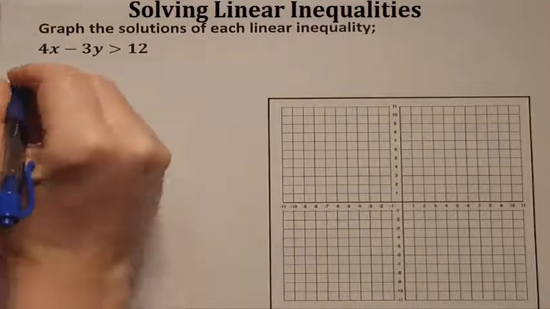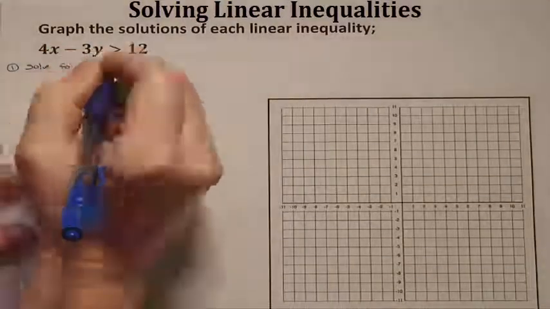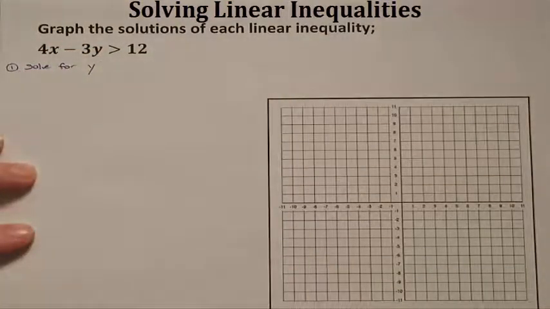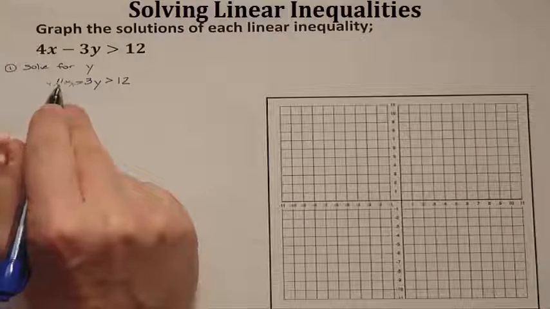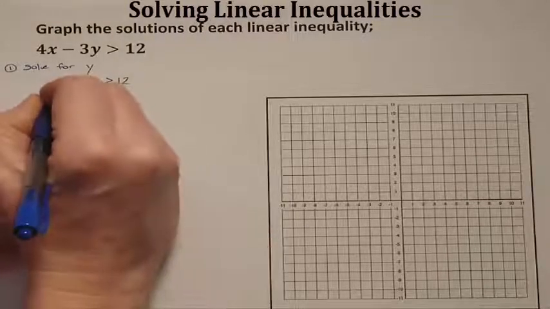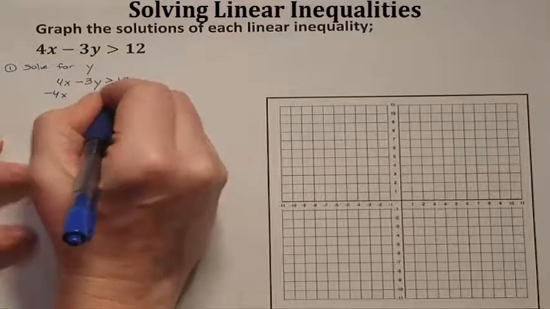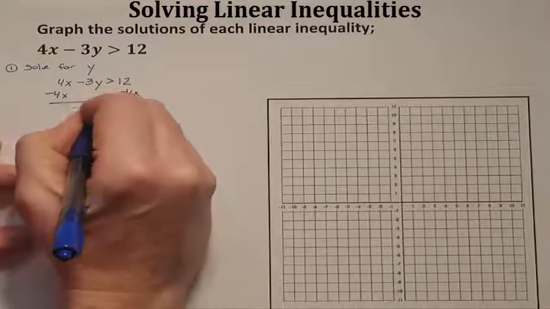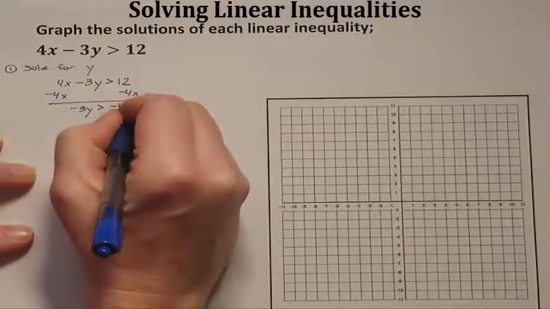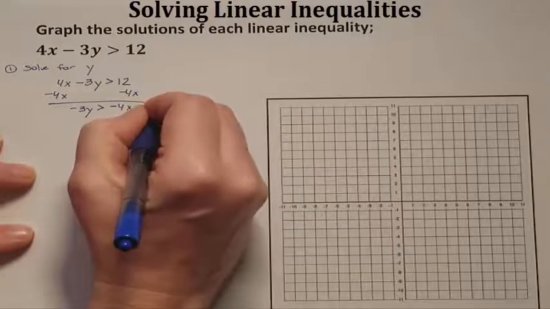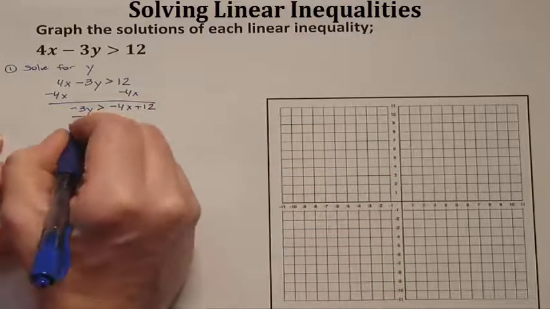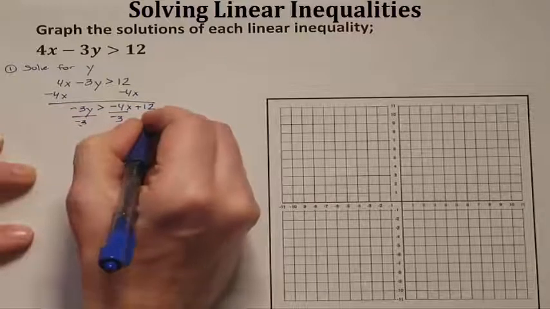So step number 1 is to solve for y. If this is not a y equals equation, I cannot graph this. I have 4x minus 3y is greater than 12. I need to solve for y, so I'm going to subtract 4x from each side. Negative 3y is greater than negative 4x plus 12. I need to get y by itself, so I'm going to divide everything by negative 3.